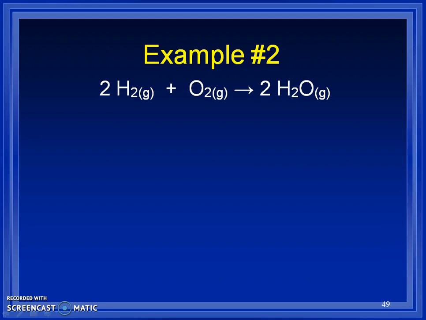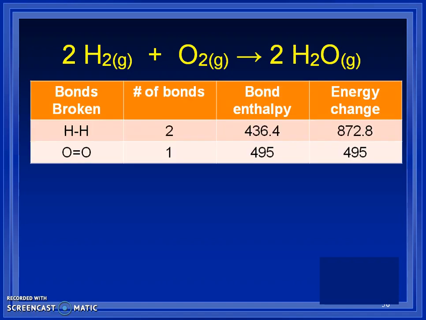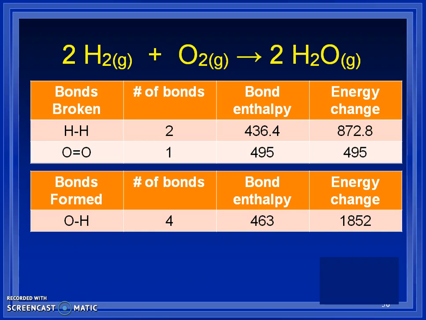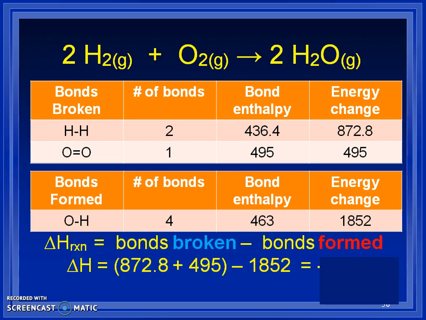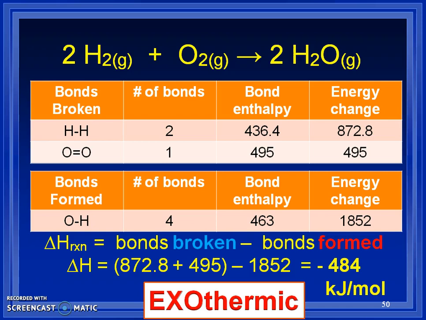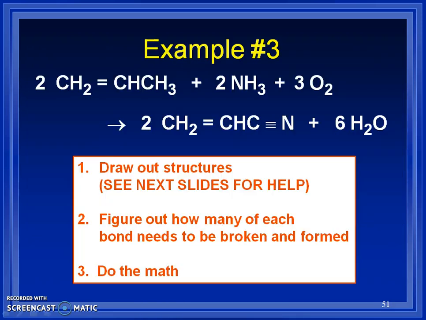Again, draw the structures, make sure that you have a list of each of those bonds, take your coefficients into consideration. So again, I made my charts. So here's the chart of all of my bonds broken. Here is the chart of all of my bonds formed. We can say that bonds broken minus bonds formed. Again, I plug and chug my numbers. I get a negative 484. And again, that negative tells me it is exothermic.